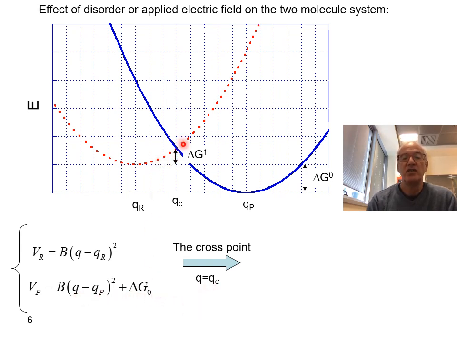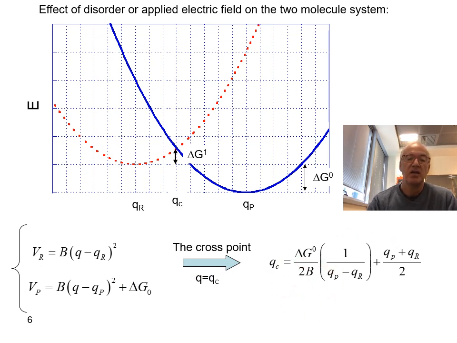And really to find this delta G1, we have to first find the crossing point in terms of the coordinates, and that, when we plug it back into the potentials, will tell us what energy was required. So that's really simple. Just as before, we plug it in, we get this equation, and now we need to use this QC to extract the energy.